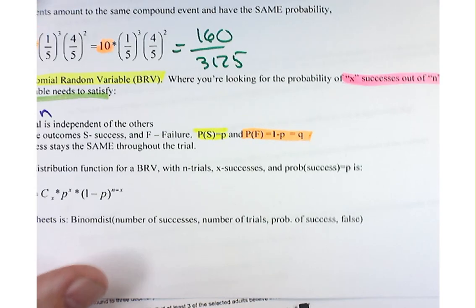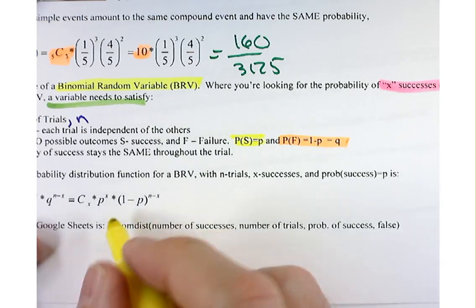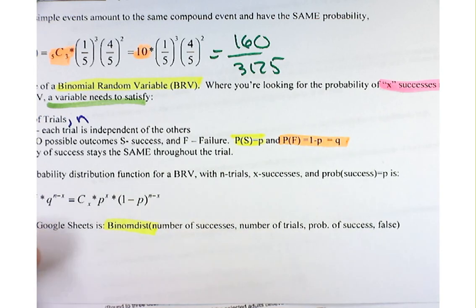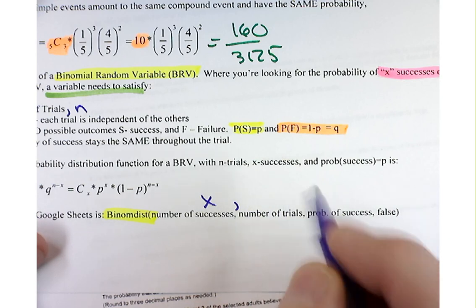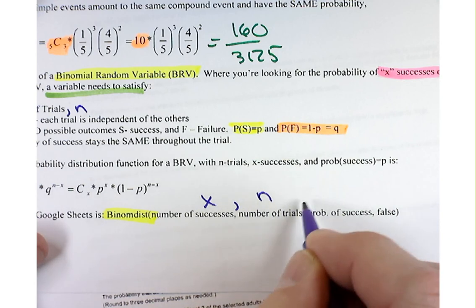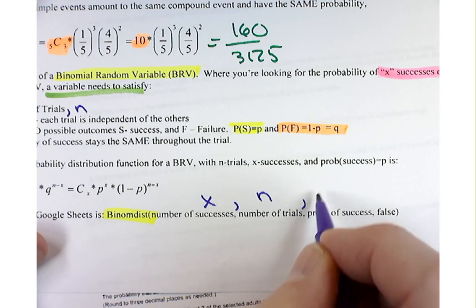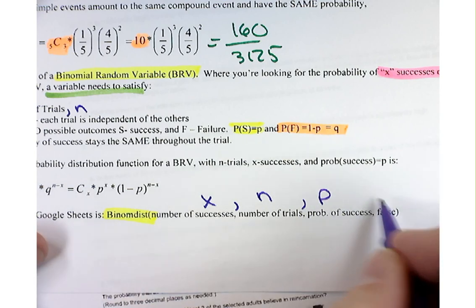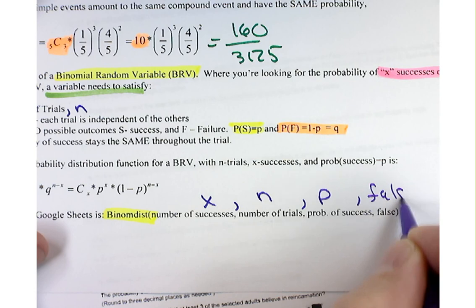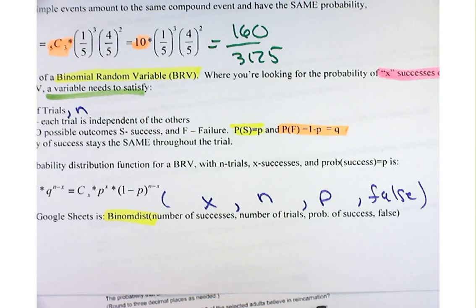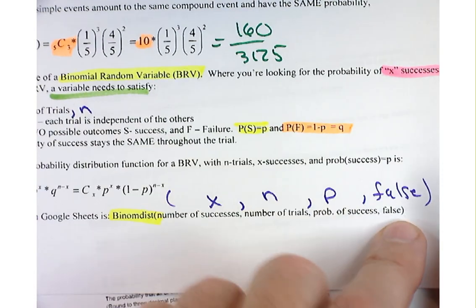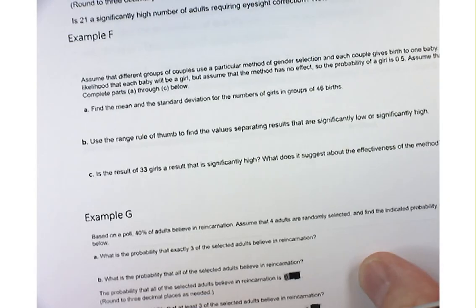It's called binomial distribution. The number of successes that you're going to type in, that's your X. Number of trials, that's your N. Probability of success is P. You're going to type in all those, and then you're going to type in the word false. I'll describe what it means when you type in the word true, but I tend to recommend that people just use false and not try and get too fancy.